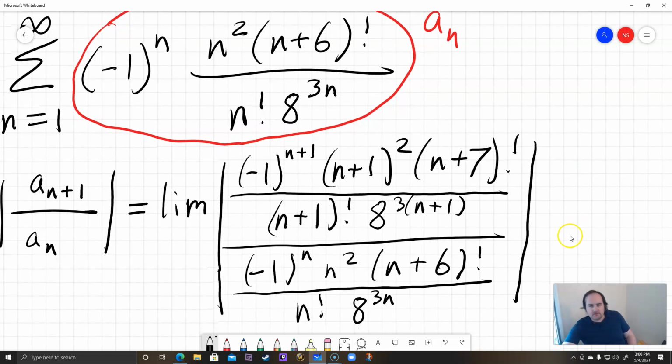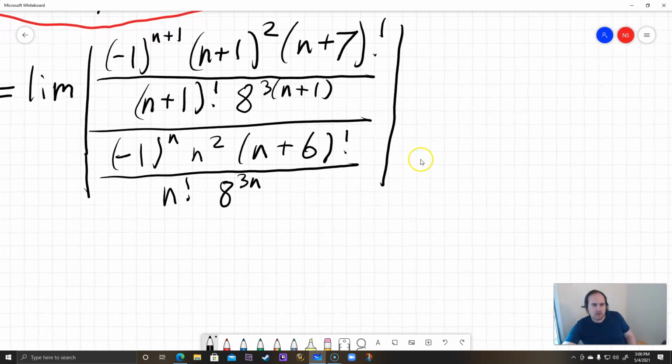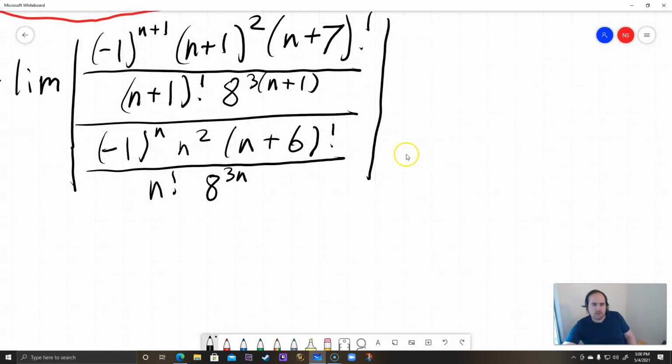So the hardest thing about this problem is just keeping track of everything. It's just such a huge mess here. But let's see how we can do with this. So once again, we want to set up everything so everything's going to cancel out. So for the -1 to the n plus 1, that one we can rewrite as -1 to the n times -1. Let me give myself lots of room here. We've got -1 to the n times -1.